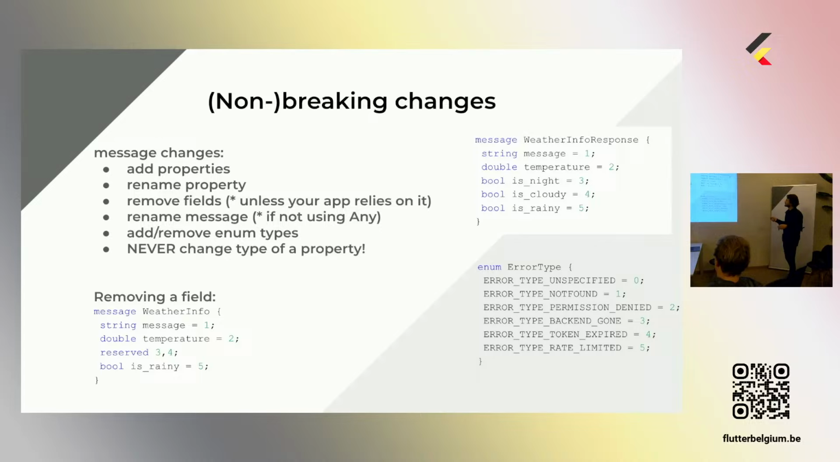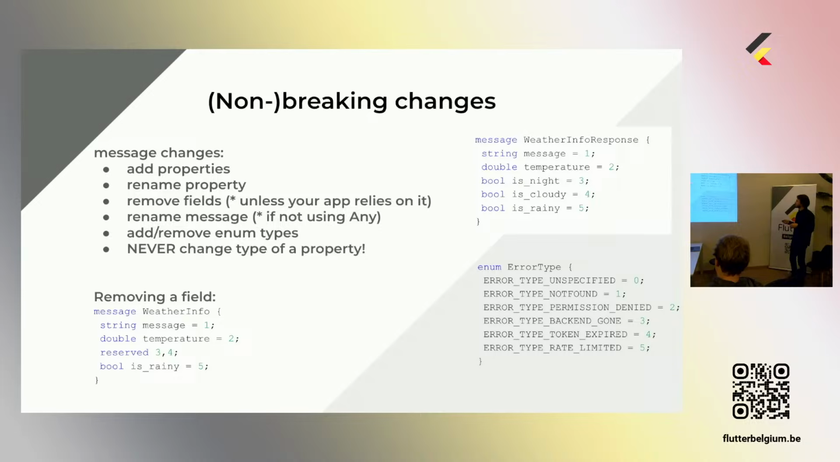So what is here a breaking change? You can of course add properties. That's also for REST. You can just add the property. But you can also rename properties. That's different, because here, for example, you made a typo in temperature, no worries, you can just fix it as long as the number stays, the data is sent in the correct way.